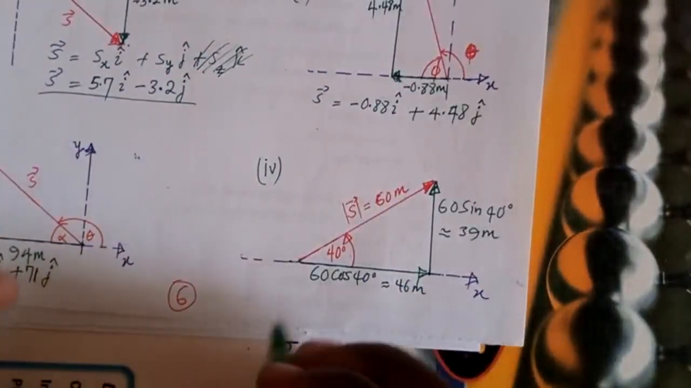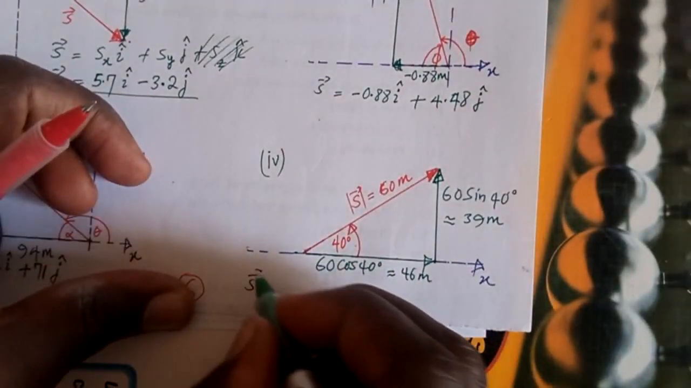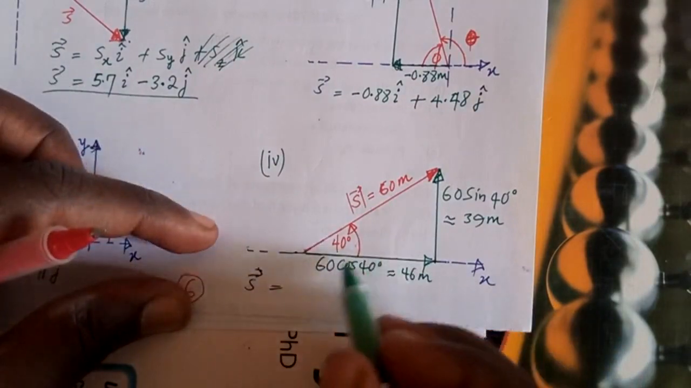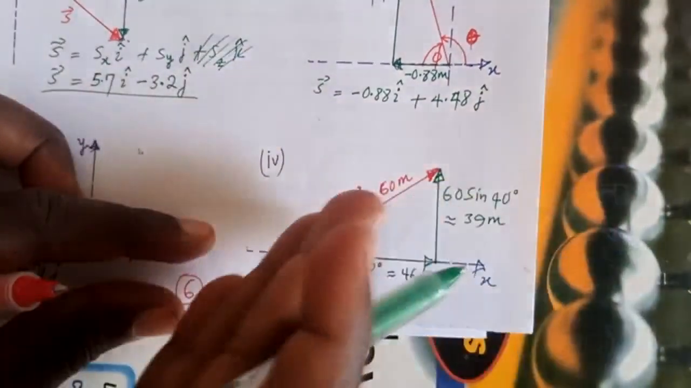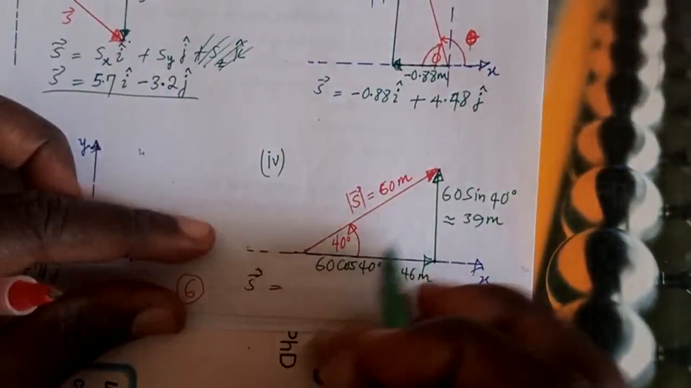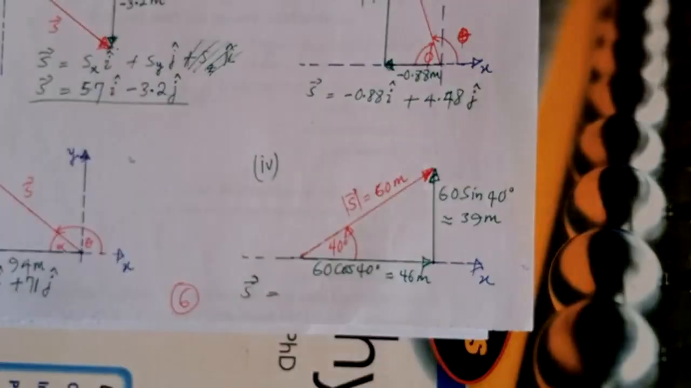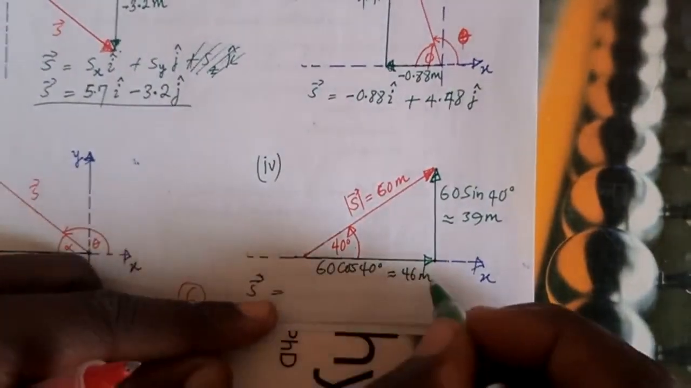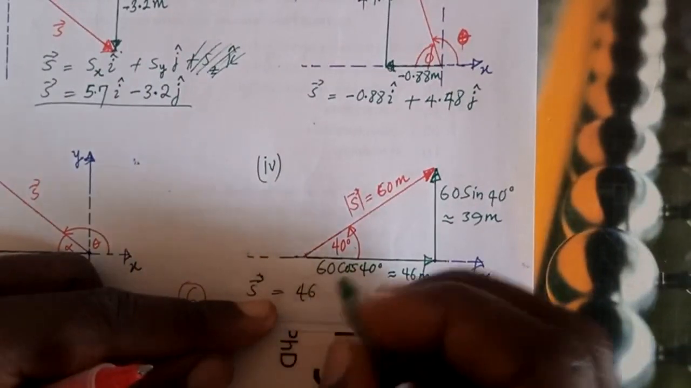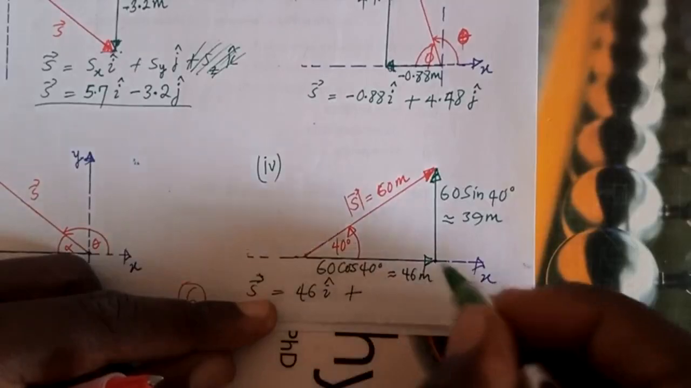Now I can write the vector s for my vector, because its component along the x-axis, you can see, is directed along the positive x-axis. So I will just say 46 i cap, then plus, because this is also along positive, so I will say plus 39 j cap.